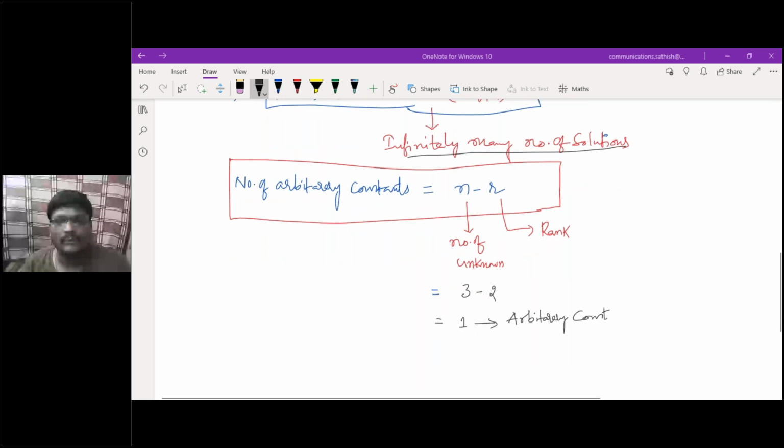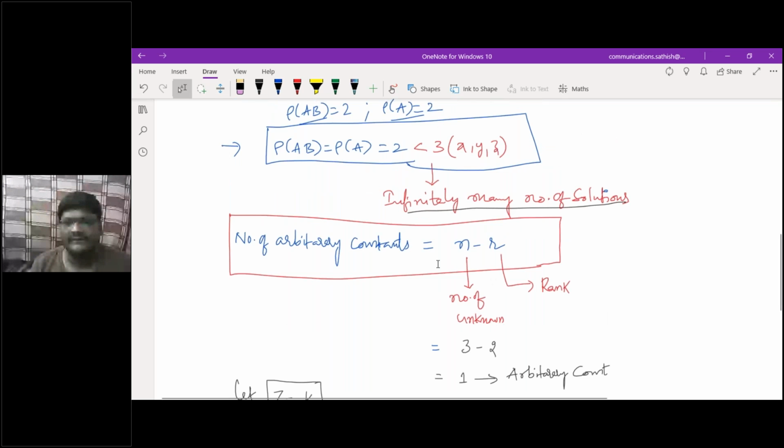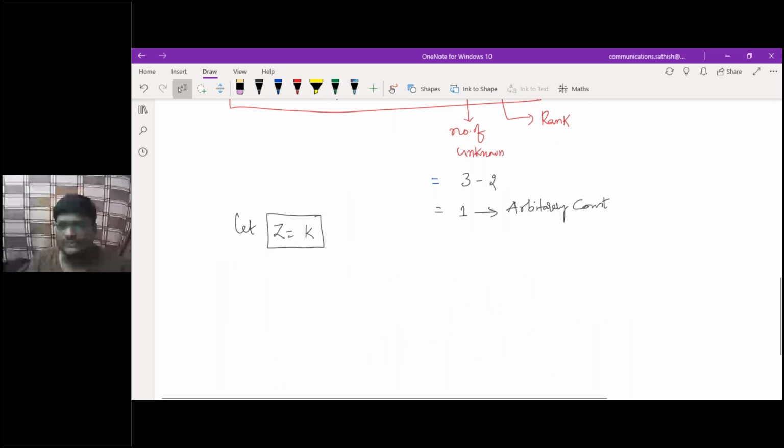Similarly, you can cross verify from the second row. What will be the equation from the second row? y plus 2z is equal to 8. Am I correct? Yes, sir. Very good. Next, from the first row you will have x plus y plus z is equal to 6. So now let me take these two equations: y plus 2z is equal to 8, and x plus y plus z is equal to 6.